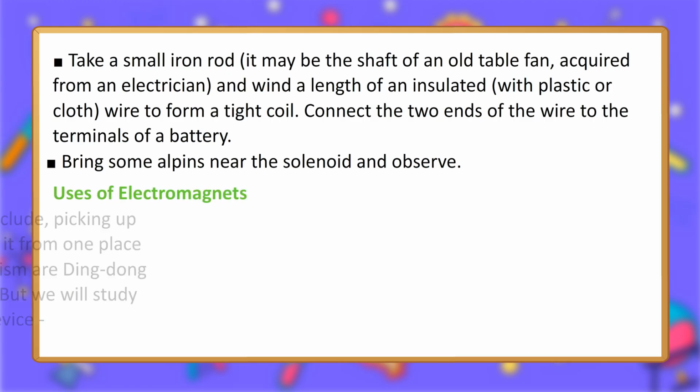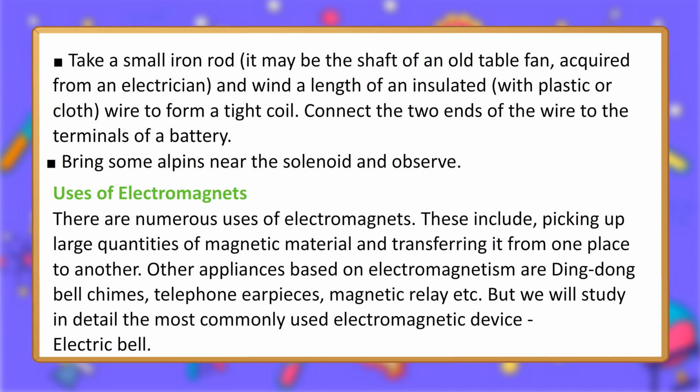Uses of electromagnets. There are numerous uses of electromagnets. These include picking up large quantities of magnetic material and transferring it from one place to another. Other appliances based on electromagnetism are ding-dong bell chimes, telephone earpieces, magnetic relay, etc. But we will study in detail the most commonly used electromagnetic device, the electric bell.